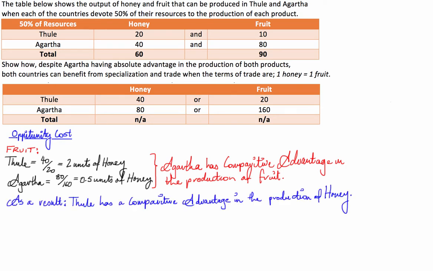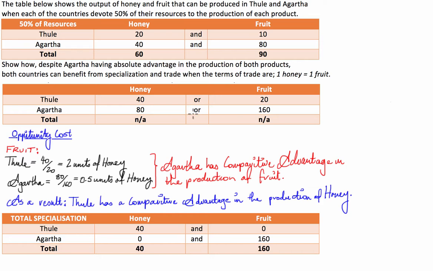So moving on from that, the way that comparative advantage works is if one country has the comparative advantage in the production of one good, i.e. Agartha has the comparative advantage in the production of fruit, by definition, the other country must have a comparative advantage in the production of the other good. So, long story short, no country can have a comparative advantage in the production of both goods. You can have an absolute advantage in the production of both goods, but when comparing exclusively with one other country, if one country has the comparative advantage in one good, the other country must have the comparative advantage in the other good. Hence, Thule has the comparative advantage in the production of honey.